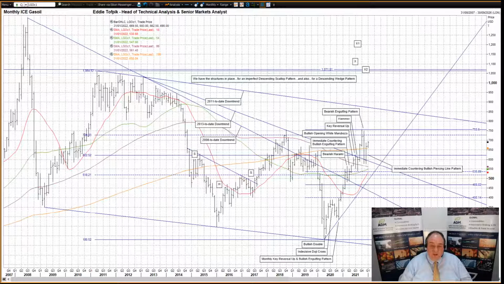However, the close for November was right on the 2013 to date downtrend, and December staged a reactionary move back up with an immediate countering bullish piercing line pattern, closing back over the long moving average. So far this year, prices seem to be building upon that action, and perhaps looking once again at the 750 to 755 area.